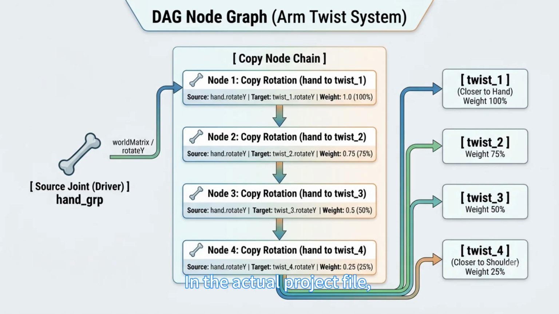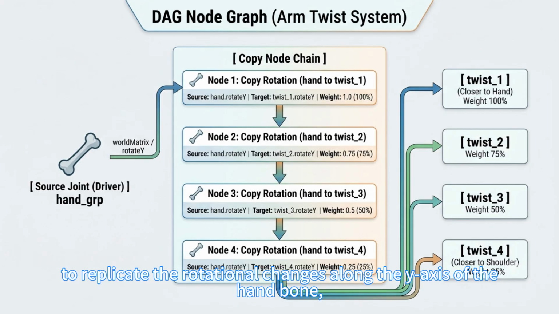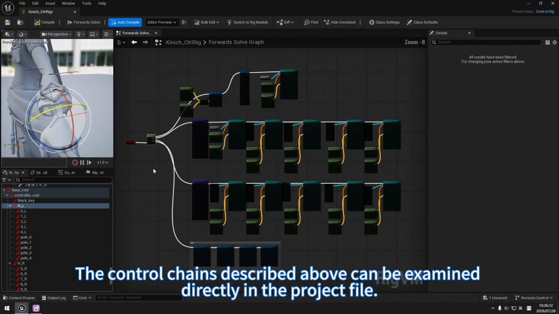In the actual project file, for the arm twist bones, a copy rotation offset single axis node can be used to replicate the rotational changes along the y-axis of the hand bone, with the influence gradually decreasing from the hand toward the arm. The control chains described above can be examined directly in the project file.